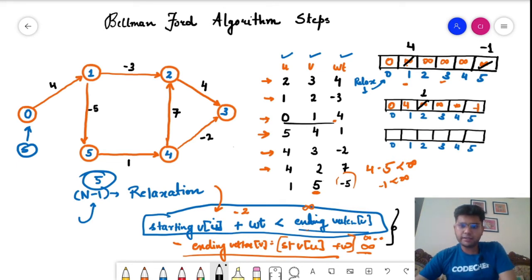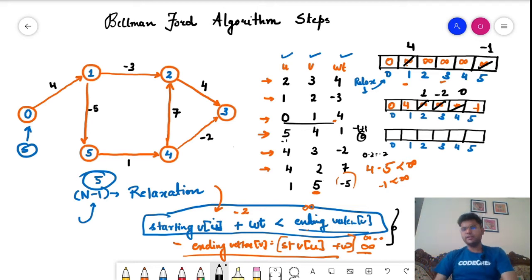Now let's look at 5 and 4. 5 was updated in the previous relaxation, that is minus 1. So minus 1 plus 1 is 0. Is it less than the weight of 4? Yes. So we'll update the weight of 4 as 0. This is also updated. 4 and 3. 4 is updated just now, so we can update 3 as well. 0 minus 2 is equal to minus 2. So minus 2 will be the weight of 3, because at present it is infinite, so it will update the infinite weight with minus 2.